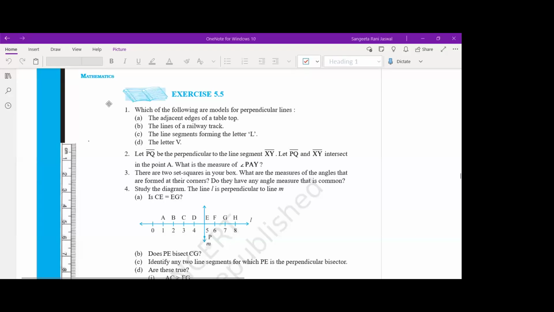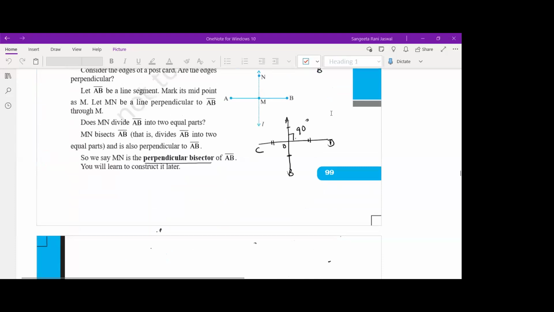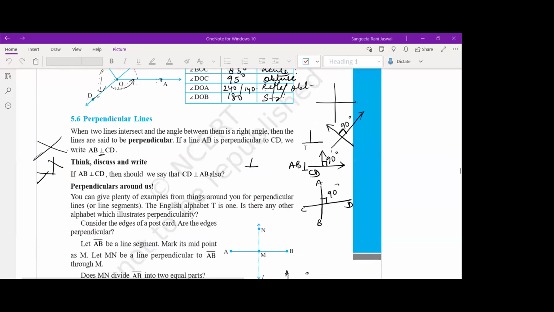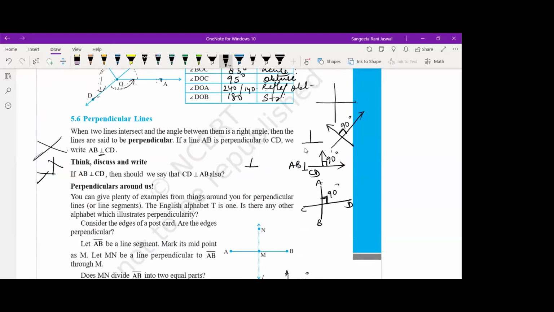Okay, I'm sharing the screen. Now see, in the last class, we were discussing perpendicular lines and perpendicular bisectors, right? Perpendicular lines are those lines which intersect and the angle between them is 90 degrees. Perpendicular lines are those intersecting lines which make a 90 degree angle between themselves, right?